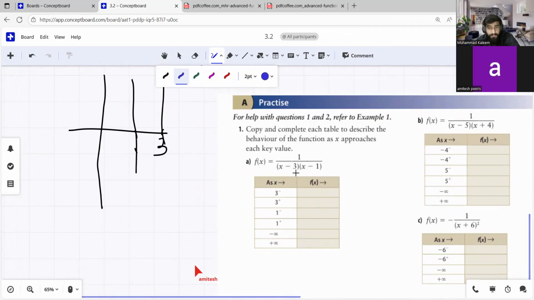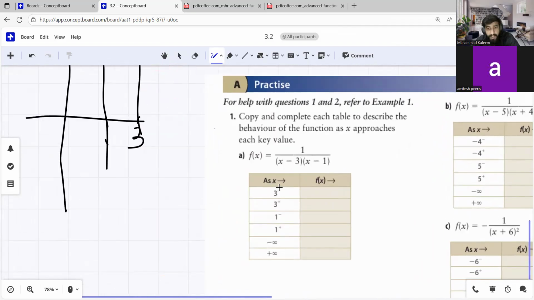How do we tell? If we are at 3 negative, can you see here? What's the meaning of negative? It means that we are approaching 3 from the left side, 2.999 or something. So we are approaching 3 from the negative side, I mean 2.99. So if we replace 2.99 here, what will happen?